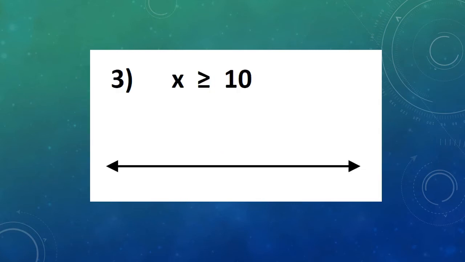What about number 3? We have x is greater than or equal to 10. Just like we did in 1 and 2, let's draw out our number line here. We have a closed circle on 10 since it's greater than or equal to. Let's figure out which way our arrow is going.